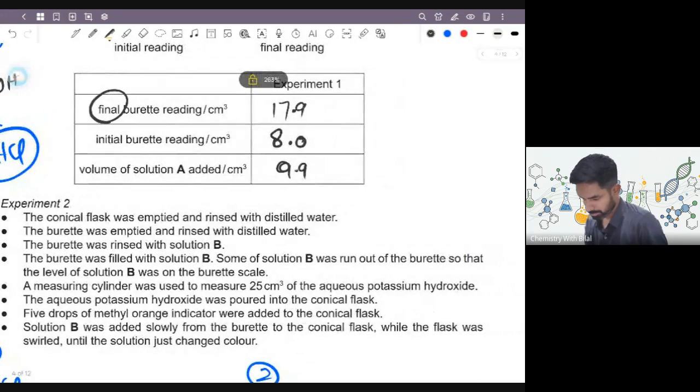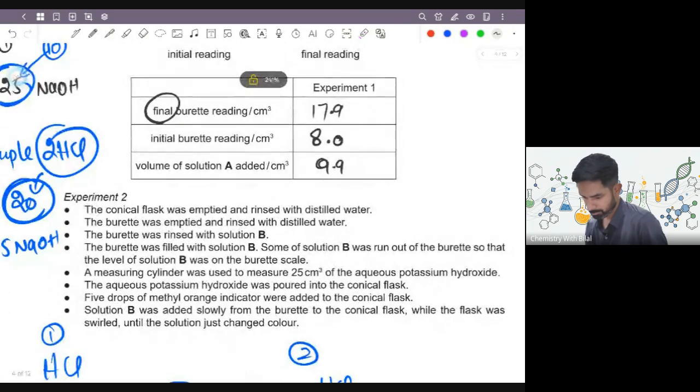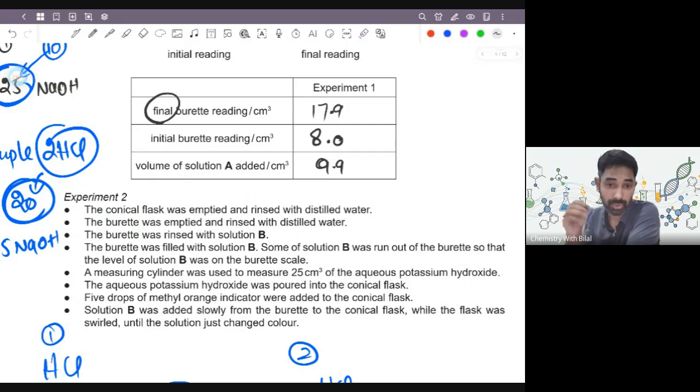The conical flask was emptied, rinsed with distilled water. Burette was emptied, rinsed with distilled water. There is a problem. You cannot rinse the burette with distilled water. You have to rinse the burette with the same solution you are going to add. अगर आप burette को distilled water से rinse करोगे, तो water droplets will remain inside and they might dilute the solution that you are going to add afterwards. So you have, देखो उसने next step में क्या किया हुआ है? Burette was rinsed with solution B. So they are rinsing it with the same solution that they are going to add it into. Burette was filled with solution B. तो उसी के साथ rinse करना है जिसके साथ इसको जो बाद में add करना है.